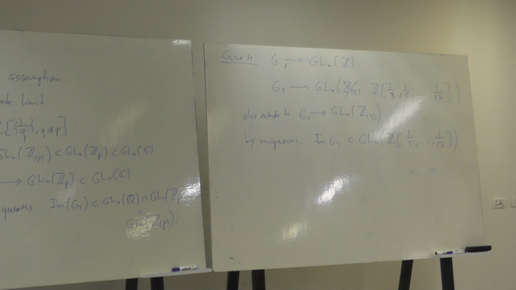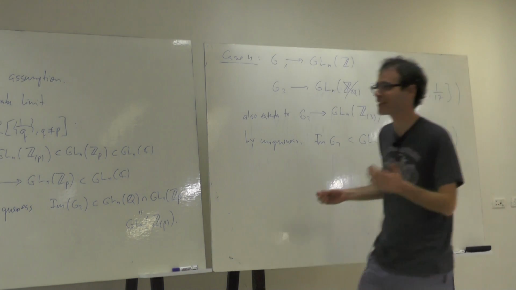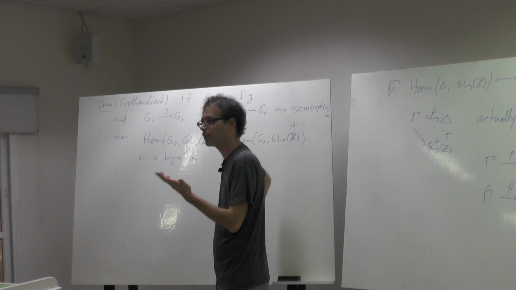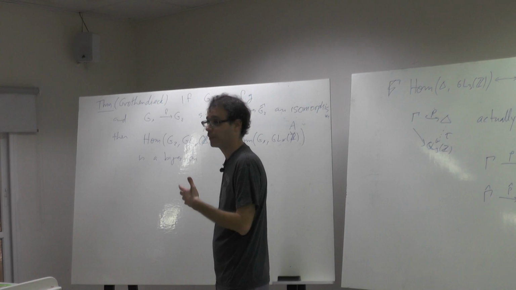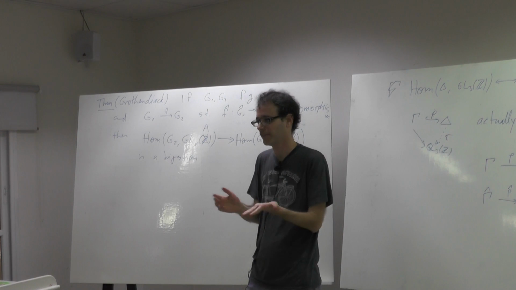The uniqueness, okay, I'll say the uniqueness part. The uniqueness part is because you have a homomorphism from G2 to GL_N of A. The image is going to be a finitely generated ring. A finitely generated ring is residually finite.